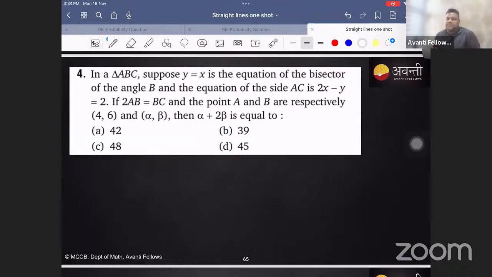In a triangle ABC, y equals x is the bisector of angle B, and the equation of side AC is 2x minus y equals 2. If twice of AB is BC, and the points A and B are respectively (2, 2) and (alpha, beta), then they're asking for alpha beta. Yes, quickly, mark your answer here.